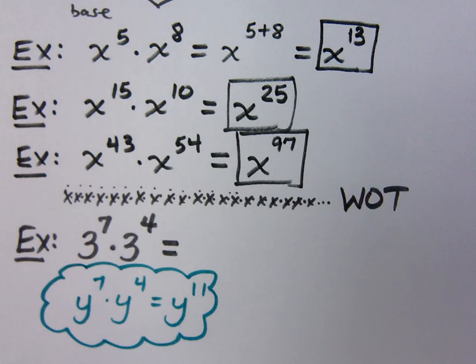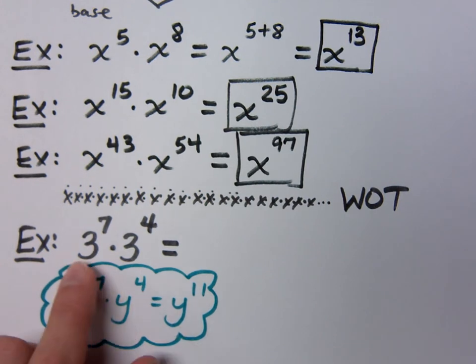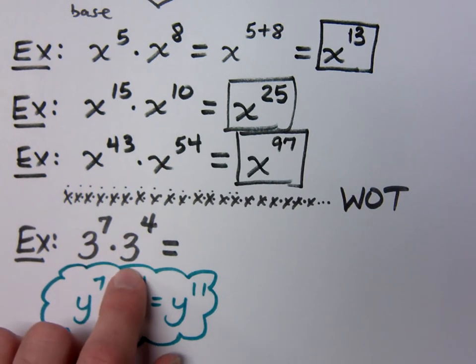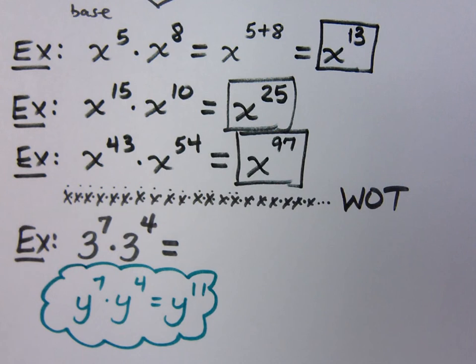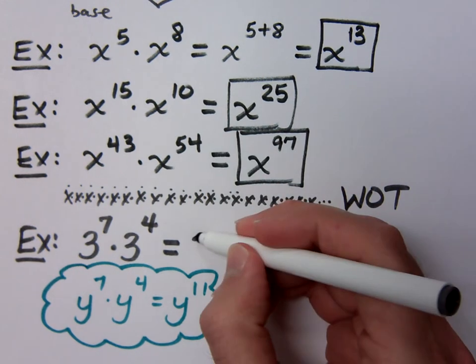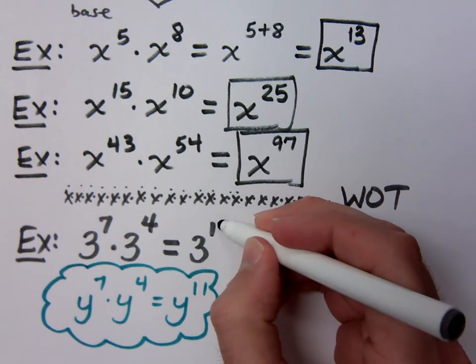Because what you're doing, and now this is the thing, don't memorize the property, but understand how it works. This says I have 7 factors of y, and I have 4 factors of y. How many factors of y would I have altogether? 11. So back up here, this says I have 7 factors of 3 and 4 factors of 3. So what do I have altogether if I expand that? 11 factors of 3.